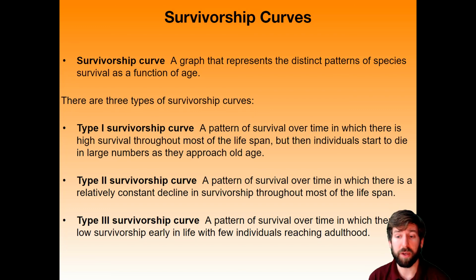Type 2 is where you're not going to have any particular point in their life where there's a drop-off. It's going to be a stable death rate throughout. This will be something like a squirrel. And then type 3 survivorship is going to be where there is a low survivorship early in life, with few individuals reaching adulthood. This is going to be something more like the fly, where they have thousands of eggs and only a few of them will grow to be full adult flies and reproduce once again.